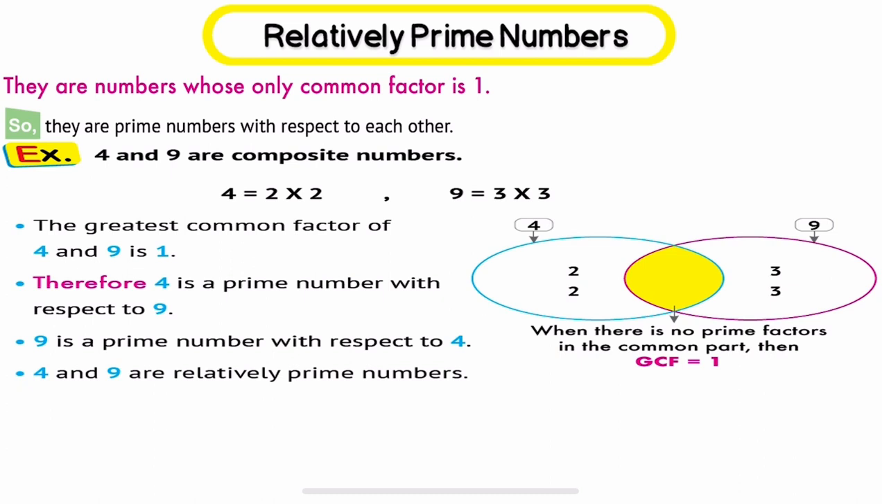For the numbers 4 and 9, 4 is 2 times 2, 9 is 3 times 3. Here we have no common factors except 1. So in the yellow part we have no numbers, which means that GCF equals 1. So now we can say that 4 and 9 are relatively prime numbers.